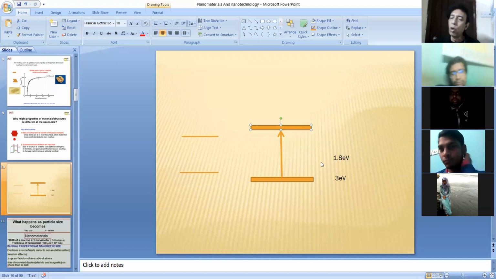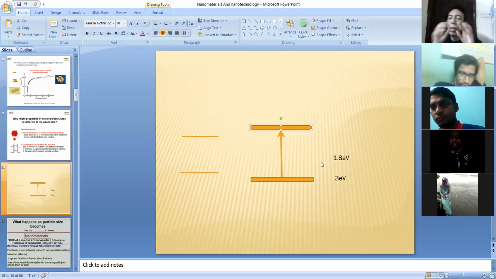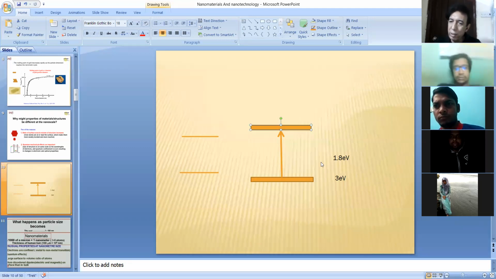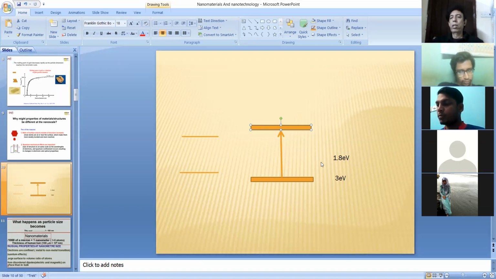Quantum effect means when you are traveling towards the nano, when you are counting the atoms, then your property is changing. When you are counting 200 atoms, 300 atoms, 500 atoms, their property is changing because the bandwidth is changing. That is called quantum effect.